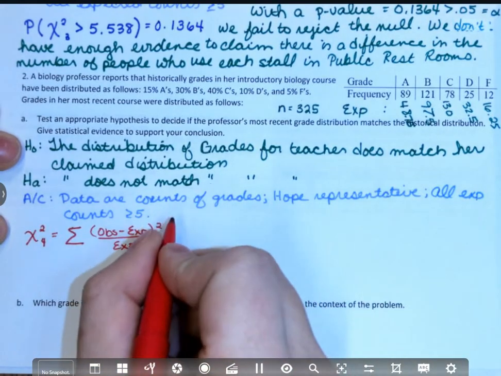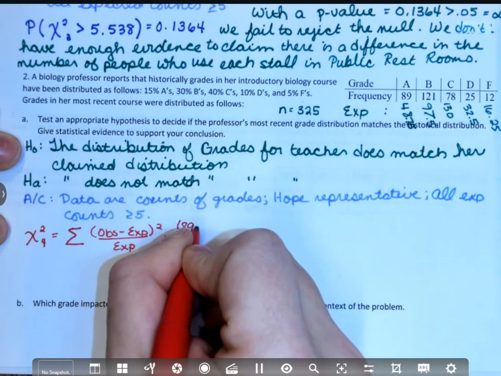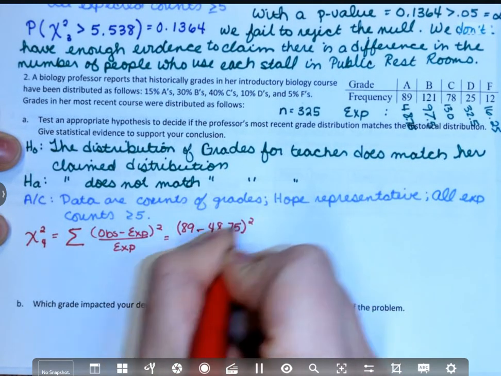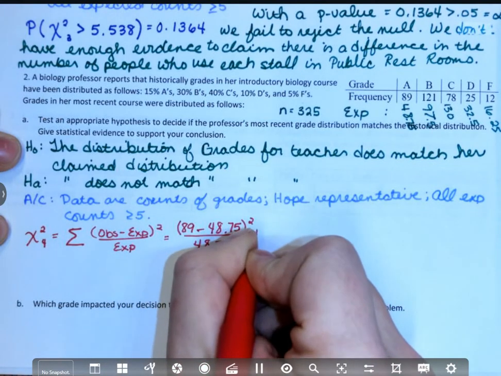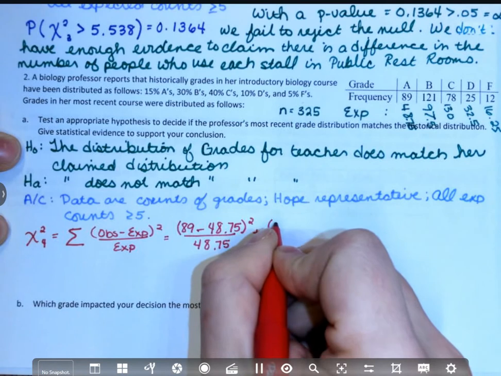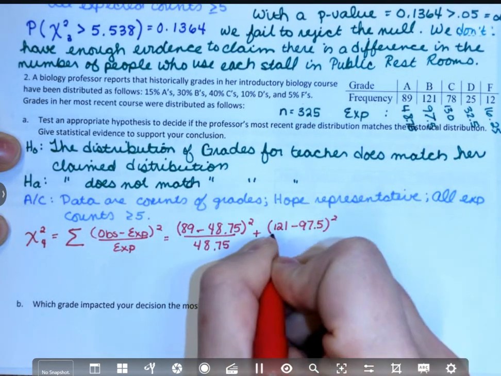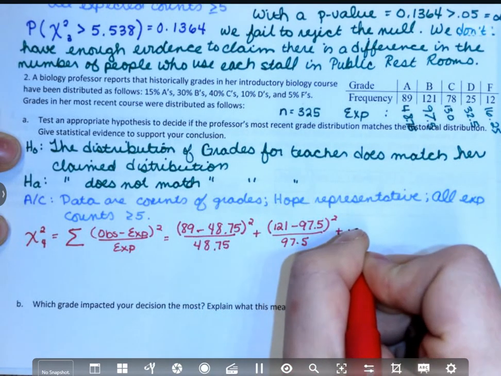So that means I'm going to do observed minus expected squared over expected, plus, I'm going to do it again for the next one, observed minus expected squared over expected. I'm going to do plus dot dot dot.